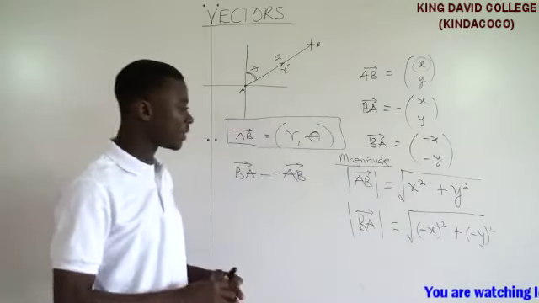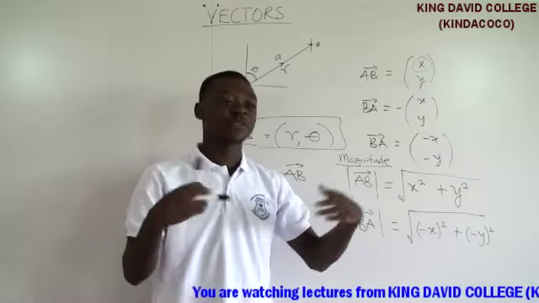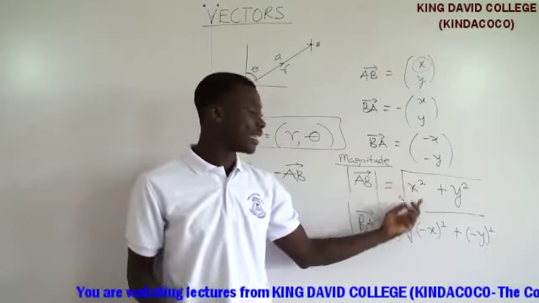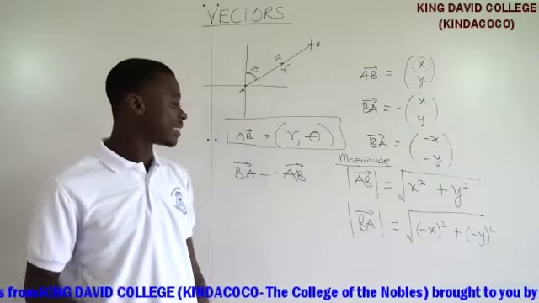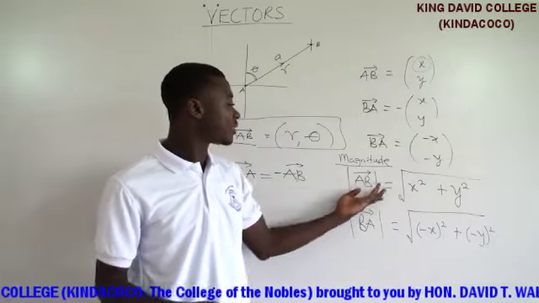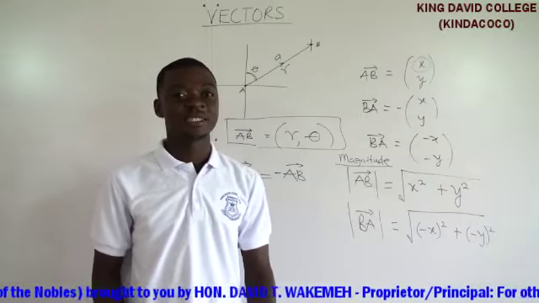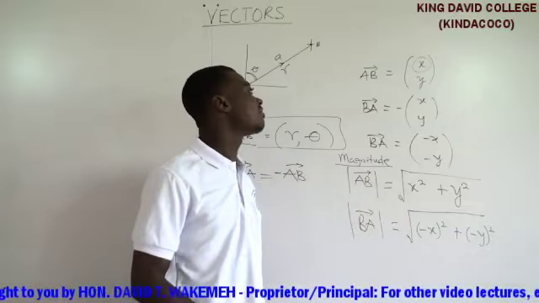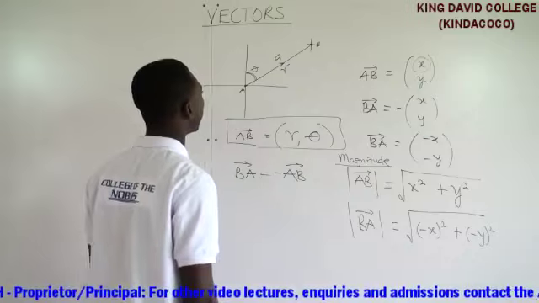And we all know that the square of a negative number will give you a positive number. So it's the same thing. So the magnitude of AB is the same as the magnitude of BA. But in terms of direction, they are different. They are 180 degrees apart.